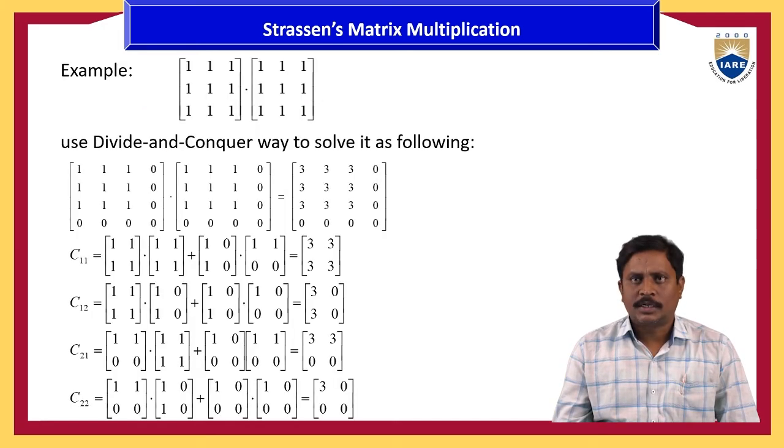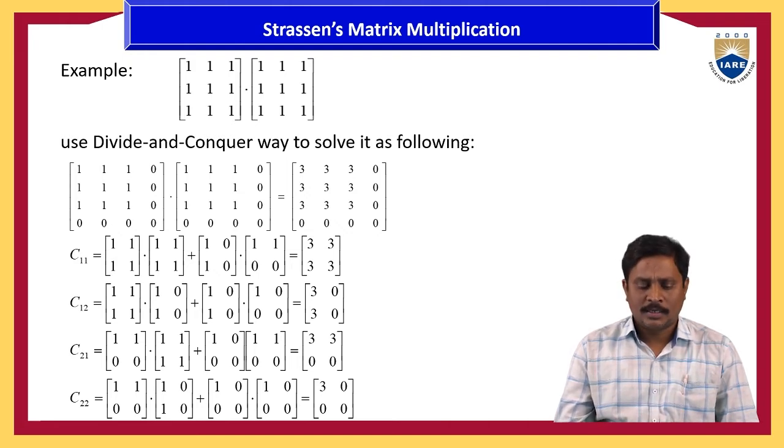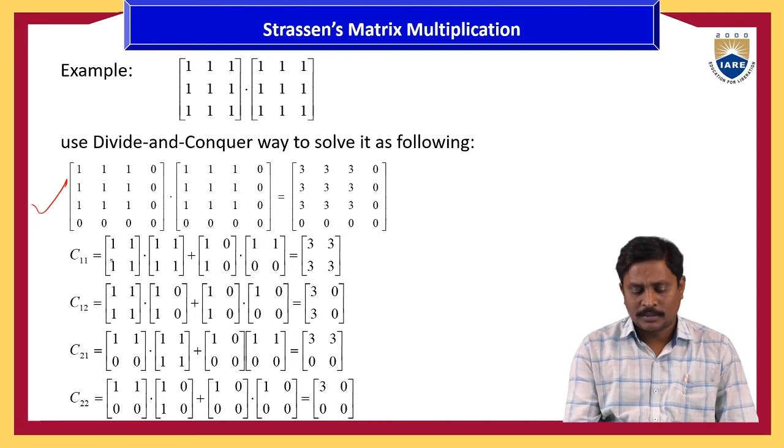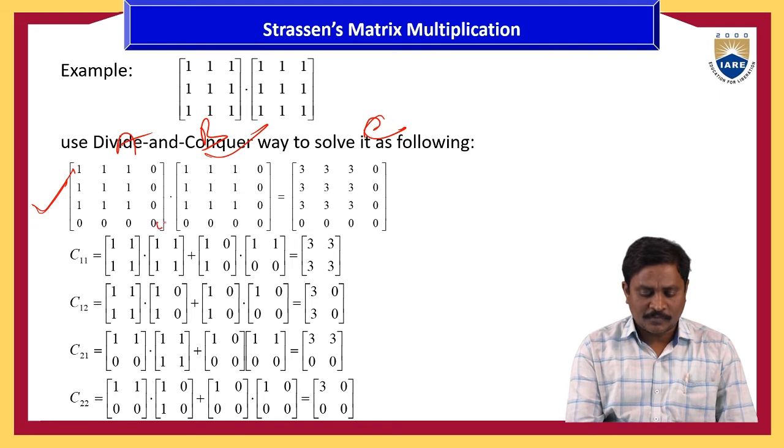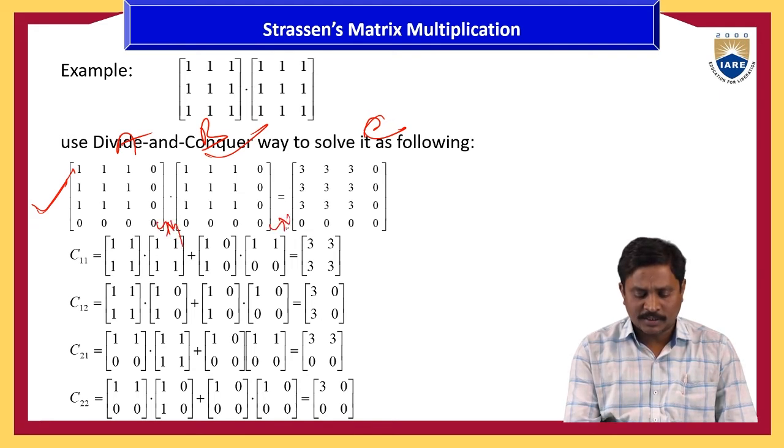Next we come to Strassen's matrix. Here this is the example for general multiplication. This is the resultant matrix, this is the A matrix, this is the B matrix. This first matrix consists of 4 by 4 order. The second matrix also consists of 4 by 4.